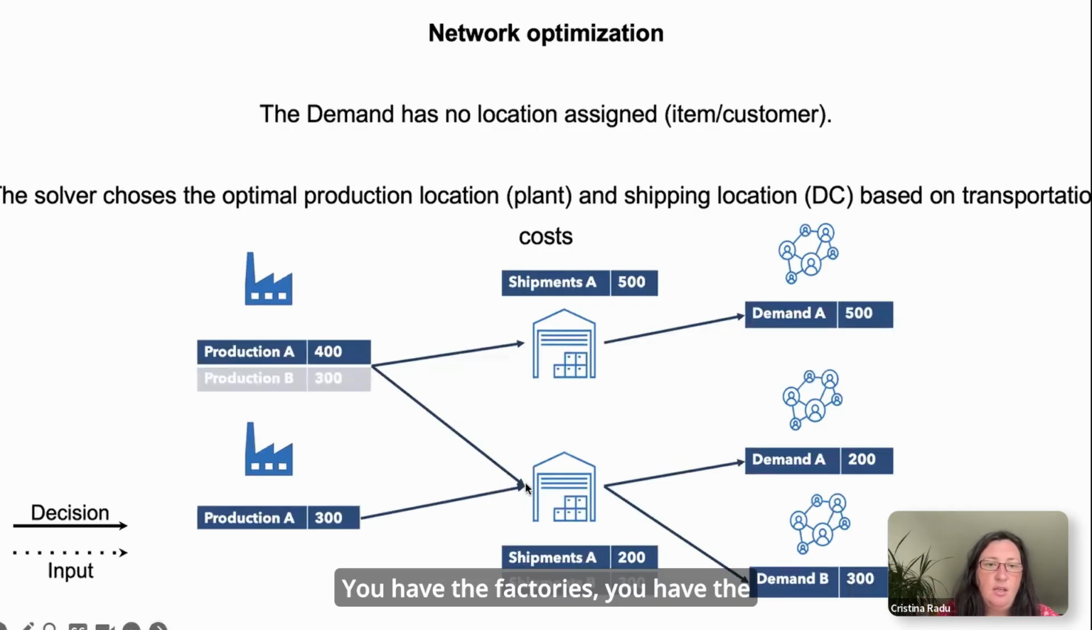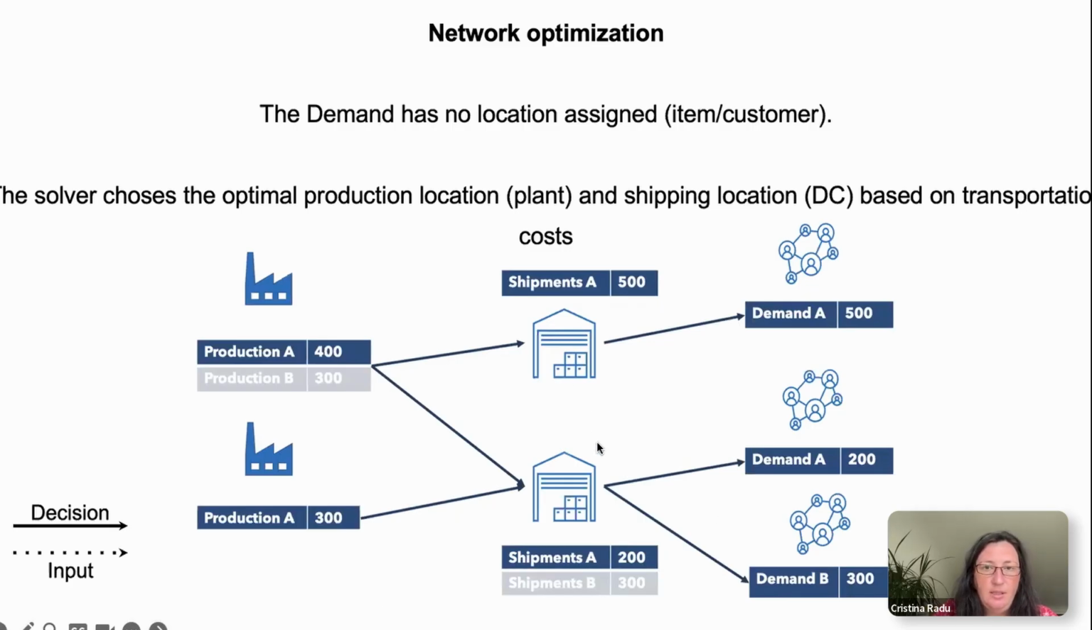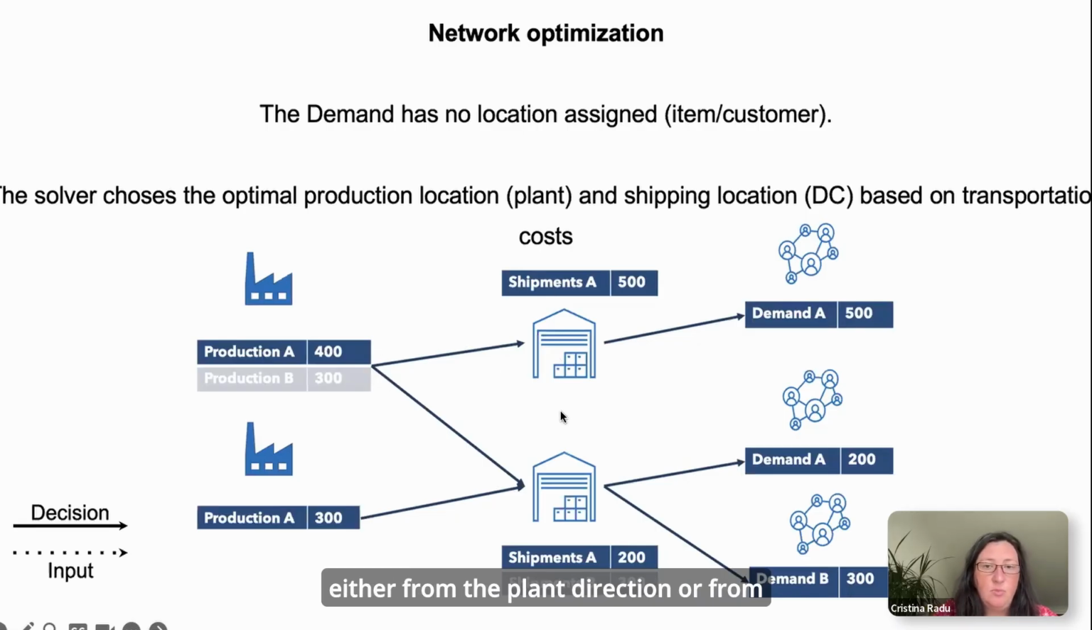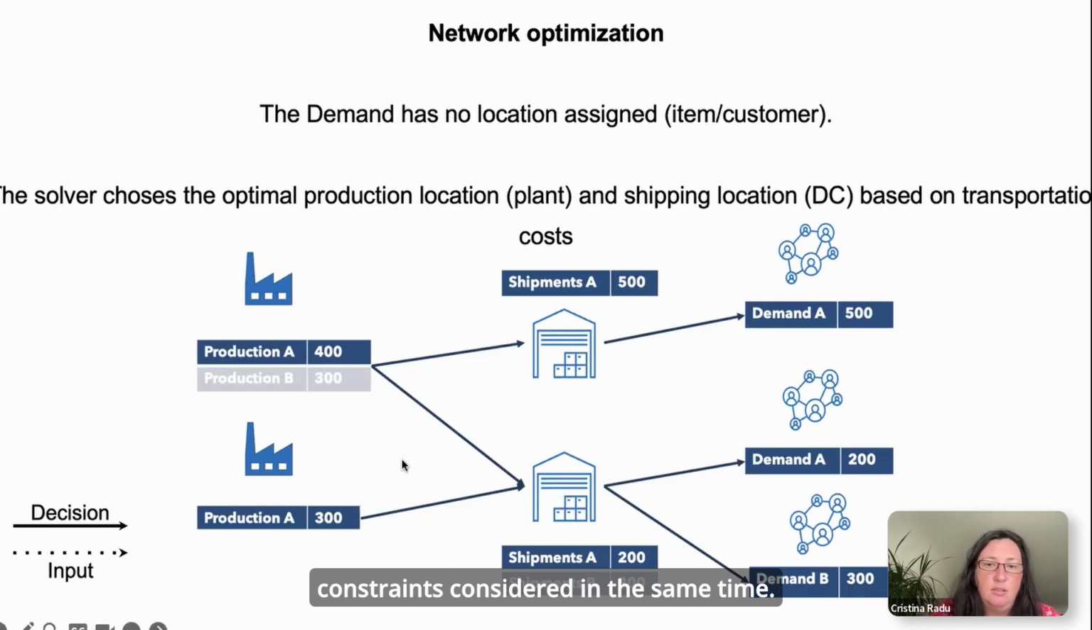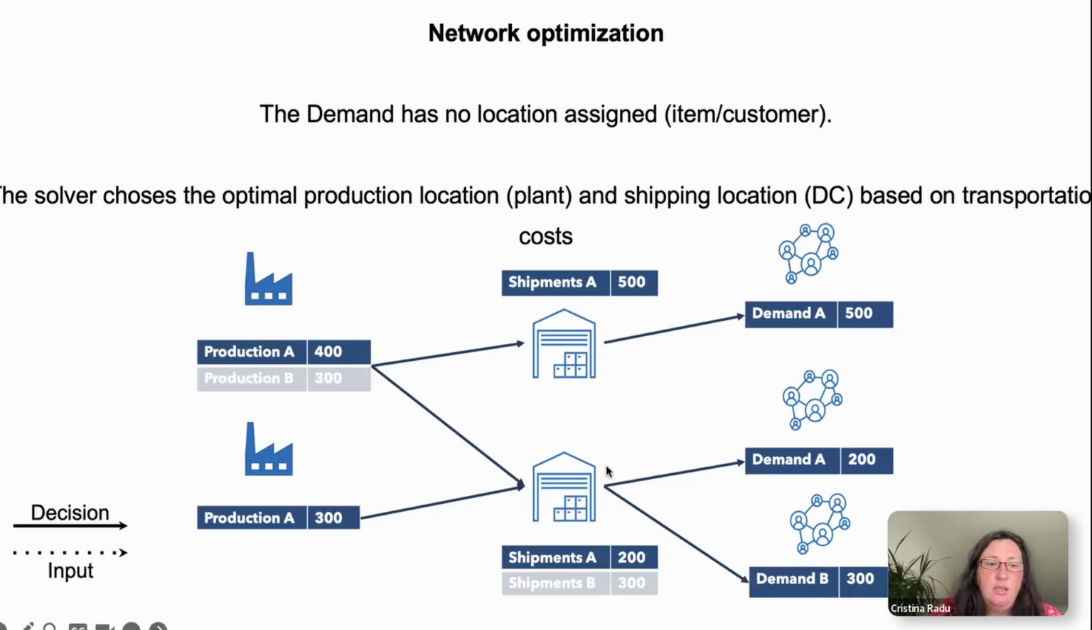So it's end to end. You have the factories, you have the distribution centers, and you have the customers. And then the solver decides everything: where is best to produce, how to transfer the goods inside your company, and then from which place to ship to the customer, either from the plant direct shipment or from the distribution center. This is very powerful and very popular because it just solves a very big problem with all the constraints considered at the same time. So this is the problem we are going to continue talking about.